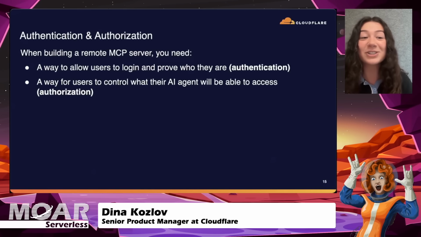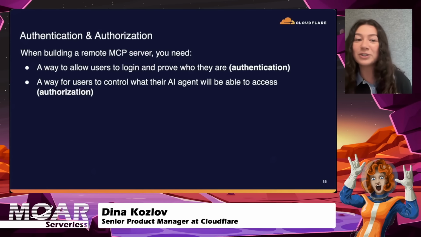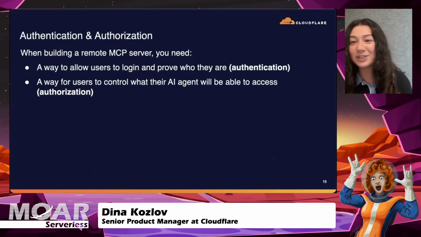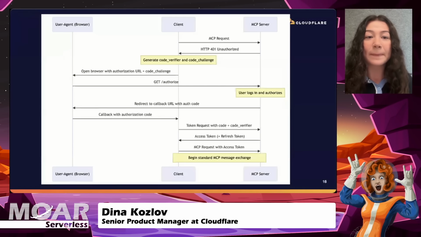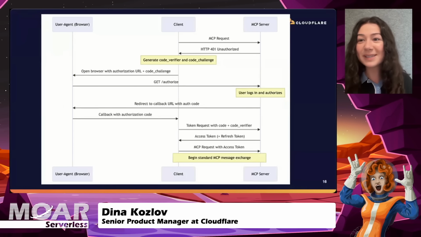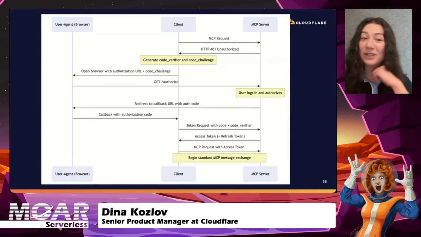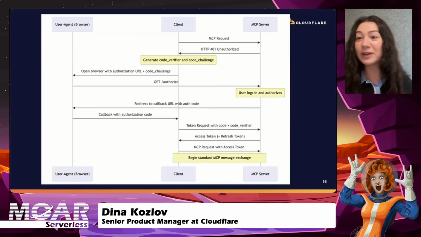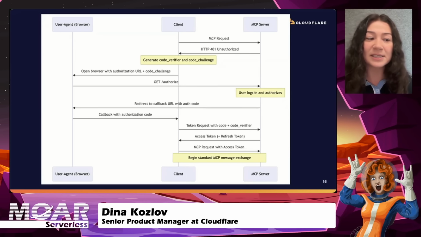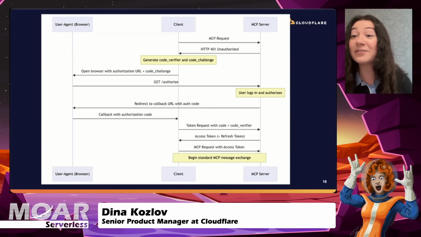That is authentication. And then you also need a way for users to control what their AI agent is able to access, and that is authorization. One thing to keep in mind, and I'll talk about this a bit more later on, is that the auth specification for MCP is going to be evolving a bit. These changes have not landed in the official spec yet.